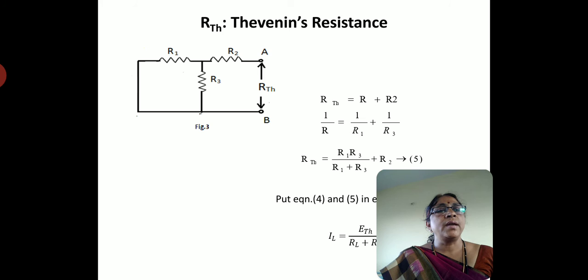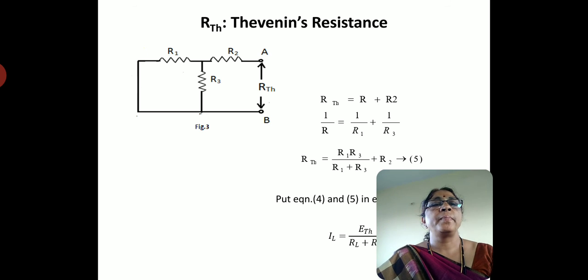Here R1 and R3 are now in parallel, and that parallel connection is connected in series with R2. So therefore, the total resistance RTH is equal to R plus R2. Here R is the parallel combination of R1 and R3, so 1 by R equals 1 by R1 plus 1 by R3. Therefore, RTH is equal to R1 R3 divided by R1 plus R3, plus R2. Say this is equation 5.